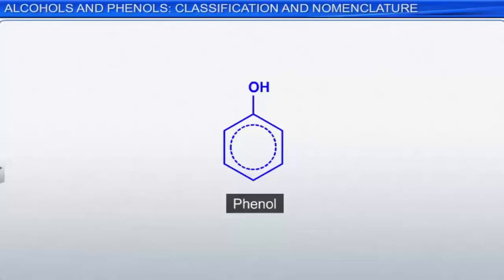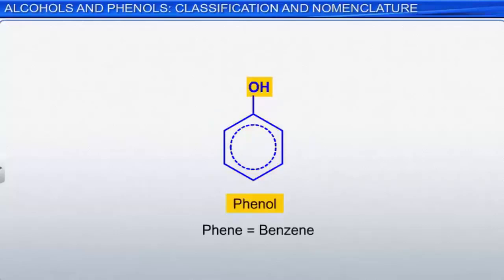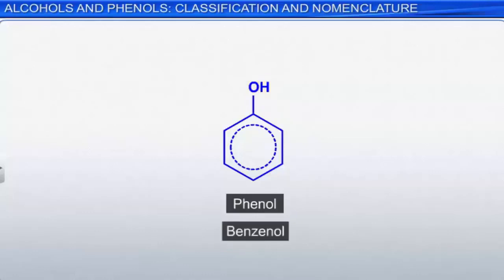Let's turn our attention to the class of organic molecules called phenols. Phene is an old name for benzene. So the benzene containing 1 hydroxyl group is known as phenol. Although the systematic name is benzenol, phenol is an accepted IUPAC name. We can use this as the basis for naming phenol derivatives.